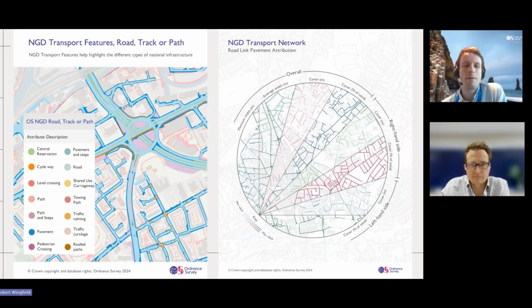And just to showcase that in a bit more detail here, you can see on the left-hand side the descriptors of some of those attributes within the road track or path. And on the right-hand side, really showcasing some of that pavement attribution that we now have. So things like minimum and average width of the pavement, really useful for things like safe routes to schools, really useful for understanding the context of a new development as well, and understanding that pavement attribution and the percentage coverage along a particular road link. So in other words, between two junctions, what's that coverage of that pavement along that road link?